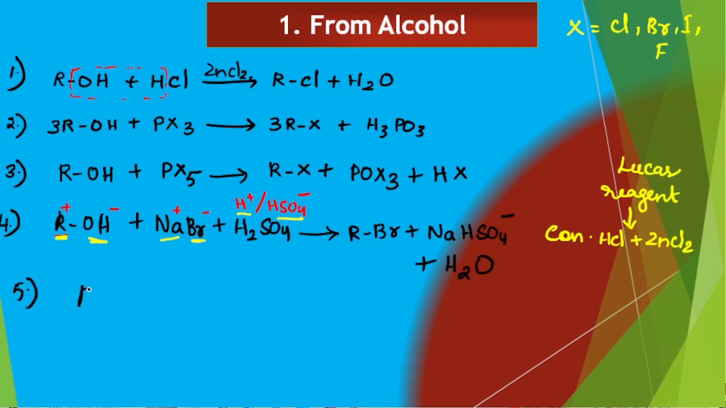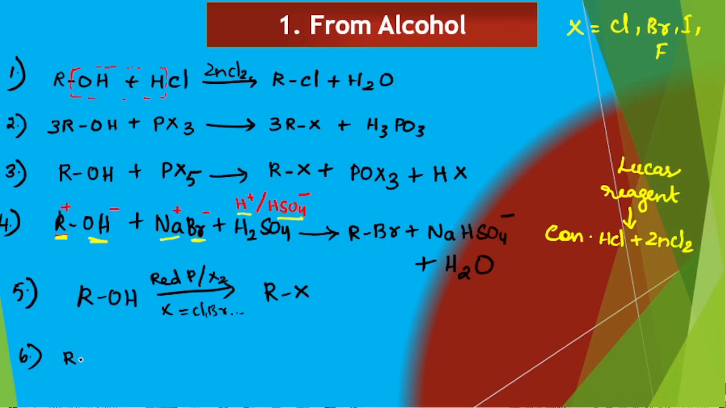Yes. Now the fifth one is very, very simple. I'm going to take ROH, reacting in the presence of red phosphorus and PX2. Then your X is nothing but chlorine, bromine, iodine and fluorine. Now, what will you get as your product? Nothing but RX. This will be your product, simply an alkyl halide.